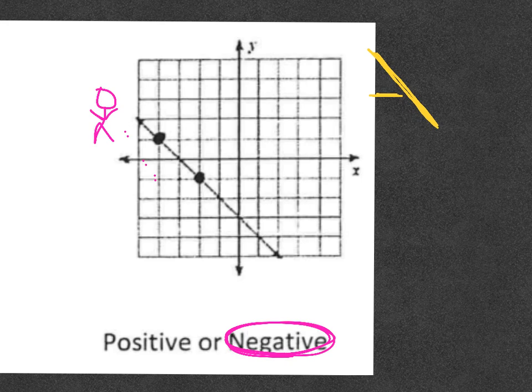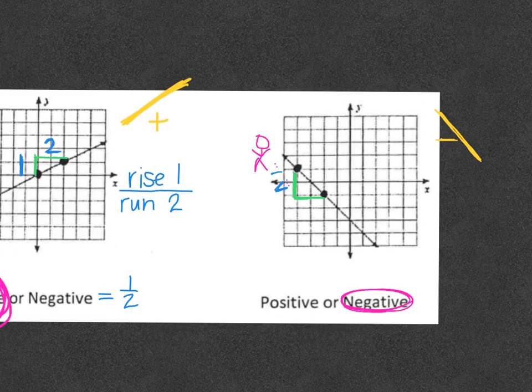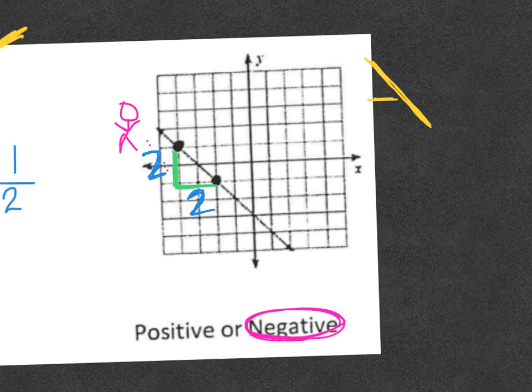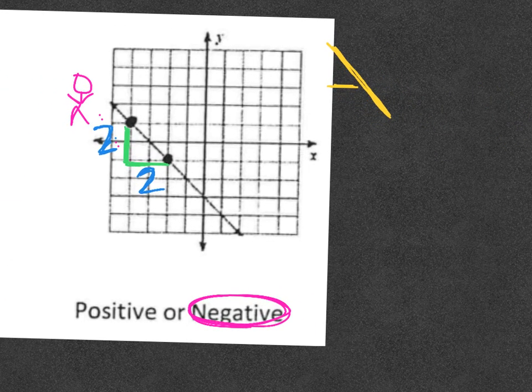Okie dokie. This is going to go down 2, sideways 2, down 2, sideways 2. My iPad does not like that corner. Try this one more time. Down 2, sideways 2. Okay, I'm going to move this to the side again. Yay. My rise was 2. And the run was 2.